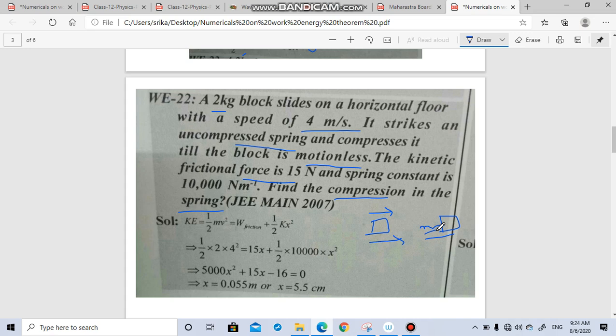The work done by the frictional force and the work done by the spring. The work done by the spring is the potential energy. So that is why kinetic energy is equal to work done by friction plus work done on the spring.